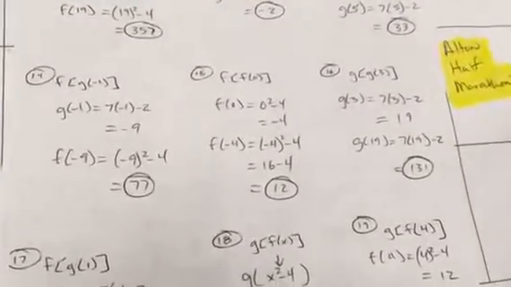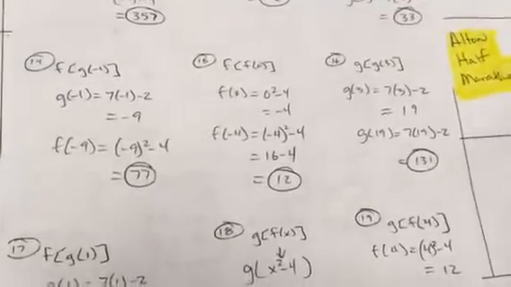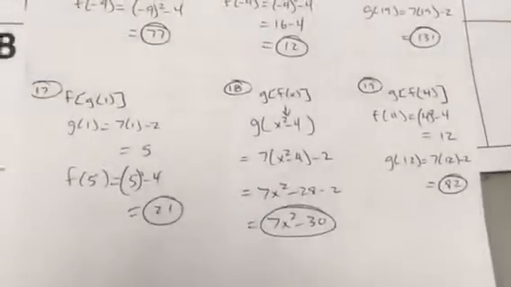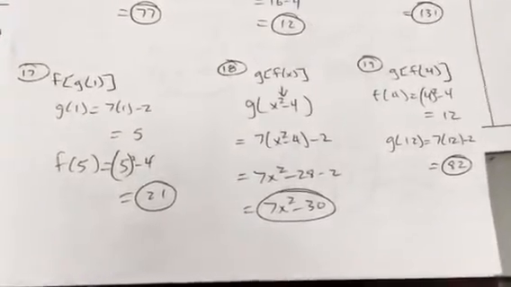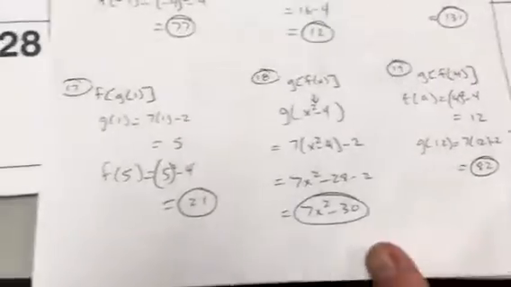Moving on, 14 through 16 right here. Again, pause this if you need to see more work shown, or if you need to copy down the work, need to correct something. All right, 17 through 19, there are your answers. That should be an easy page. That page is not that bad.